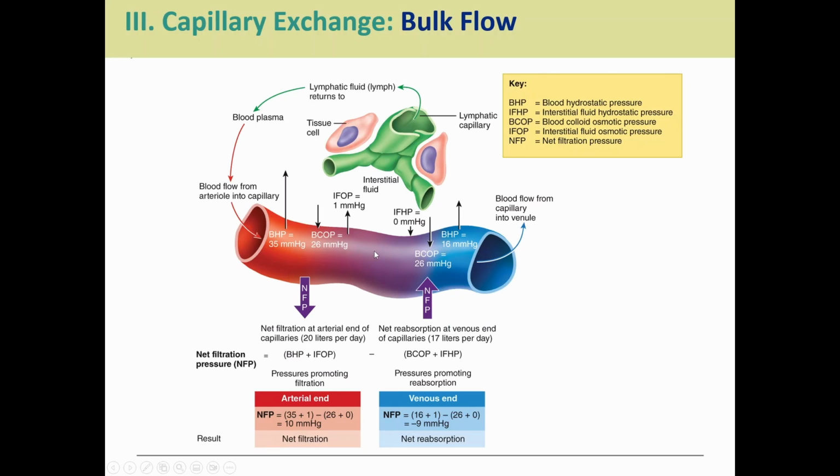As we make our way across, our blood hydrostatic pressure has gone down from 35 to 16. The 1 is still there, so 16 plus 1 is 17. The BCOP is 26, and we don't see anything with the IFHP, so it's still 26. So now it's 17 minus 26, and we have a negative number. More stuff is being pushed into the capillary in comparison.